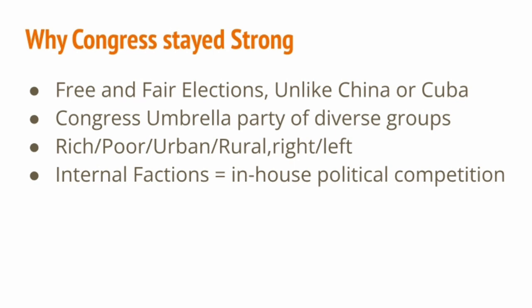Why was Congress strong? Unlike countries like China or Cuba, where one-party rule meant no democracy, India's Congress rule happened through free and fair elections. Congress was not just a party, it was like a coalition within itself. It included rich and poor, urban and rural, right and left ideologies. Instead of forming separate parties, different groups stayed inside Congress and formed factions. This kept political competition inside the party itself.